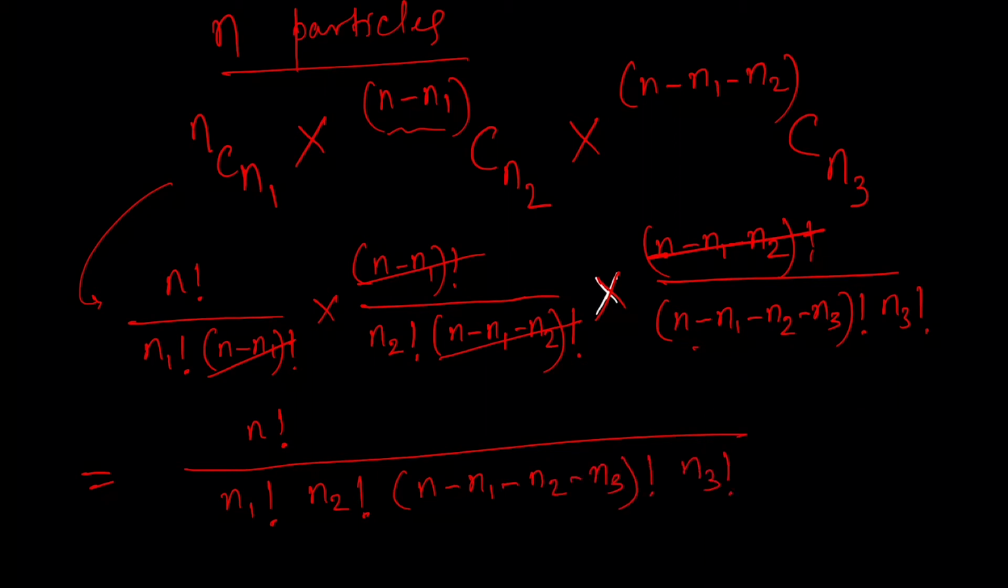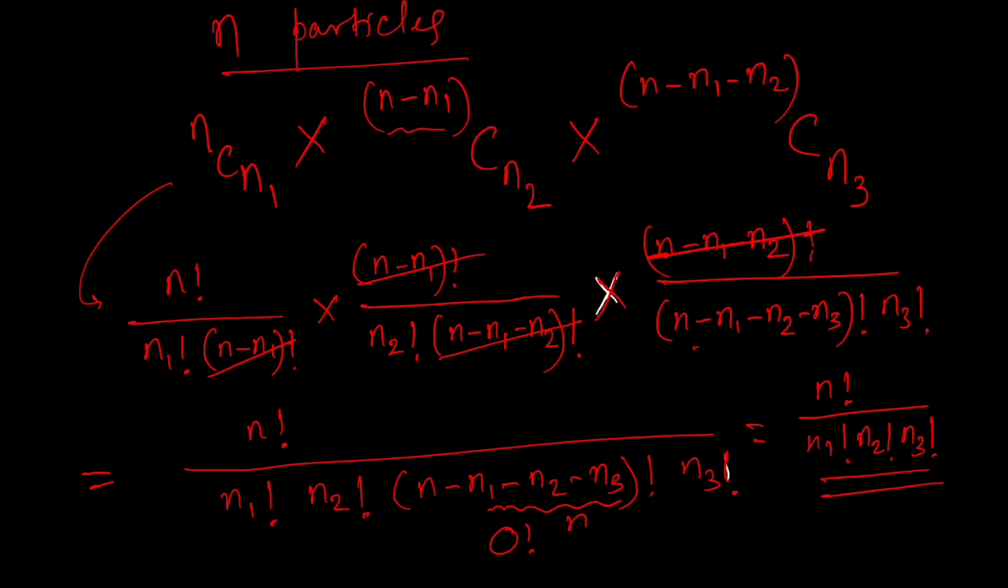Now, you know that n1 plus n2 plus n3 equals n, right? So this quantity is nothing but 0 factorial, and 0 factorial is also 1. So we can finally write the formula like this. This gives me n factorial by n1 factorial, n2 factorial, n3 factorial. So earlier, remember what was the situation? It was n factorial by n1 factorial and n2 factorial, and now we get n1 factorial, n2 factorial, n3 factorial.